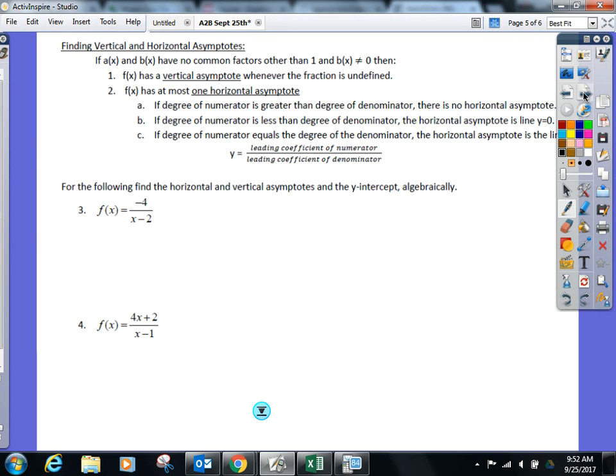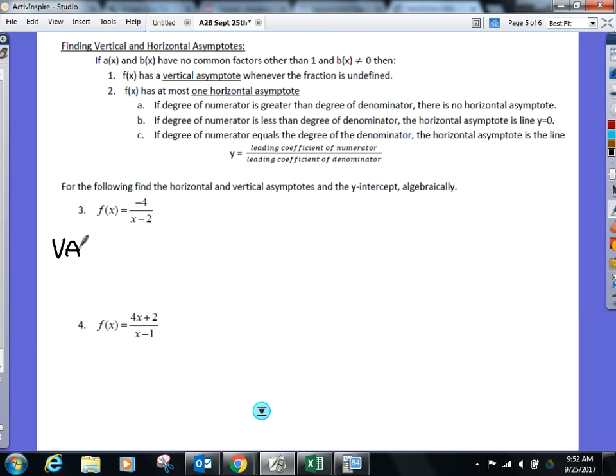Let me start with the vertical asymptote. I'm just going to denote it VA. The vertical asymptote is whenever the fraction is undefined. So you tell me, for what value is this fraction undefined? X equals 2. So that's where my vertical asymptote is, at x equals 2, that vertical line going through 2.